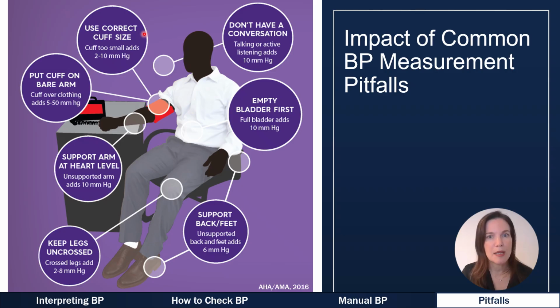Using a cuff that's too small can add between 2 and 10 points to the systolic. Putting a cuff on over clothes can have a major impact depending on the thickness and bulkiness of the clothes. It can add up to 50 points to the systolic.